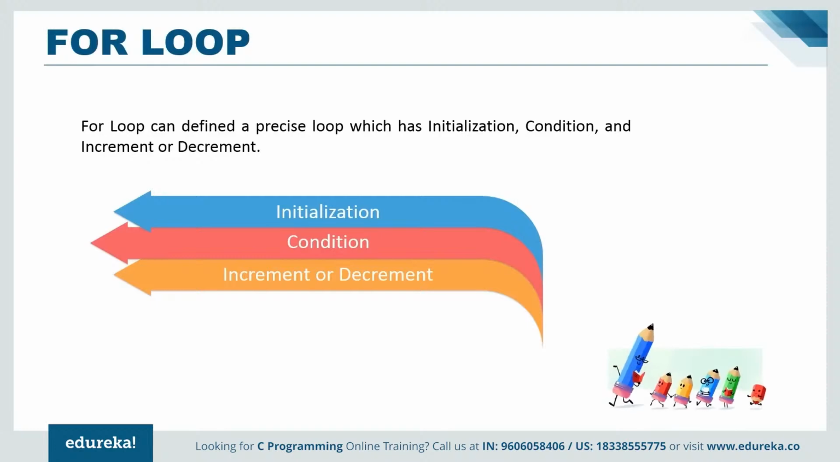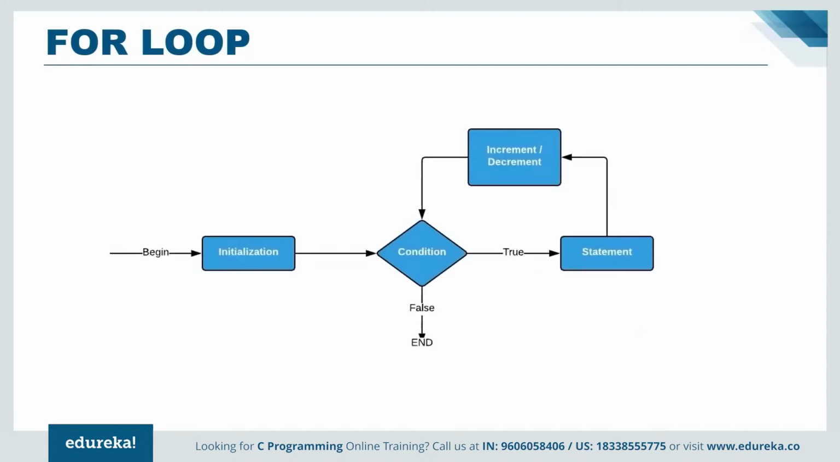Now, let us see a flowchart to understand this in a much better way. As you can see, the control begins at initialization and later the condition is checked. If the condition is true, the statement will be executed. After that, the increment or decrement process takes place. Once the increment or decrement process is done, the control will again check the condition. If the condition is true, then the control will enter the loop again. If the condition is false, then it will exit the loop.